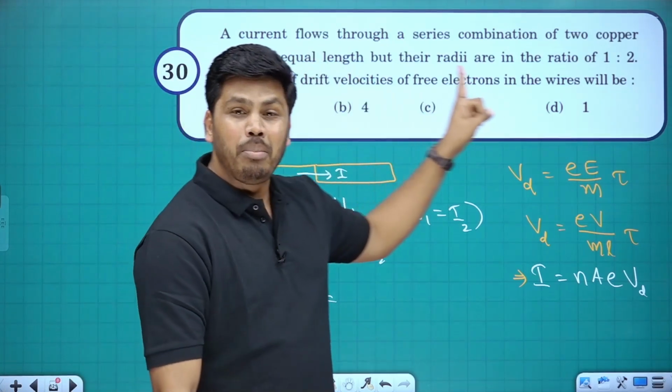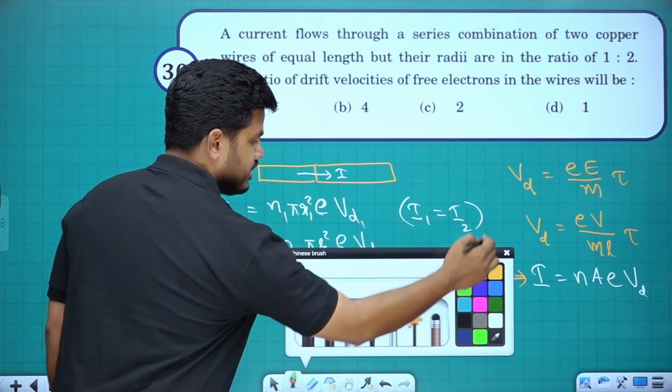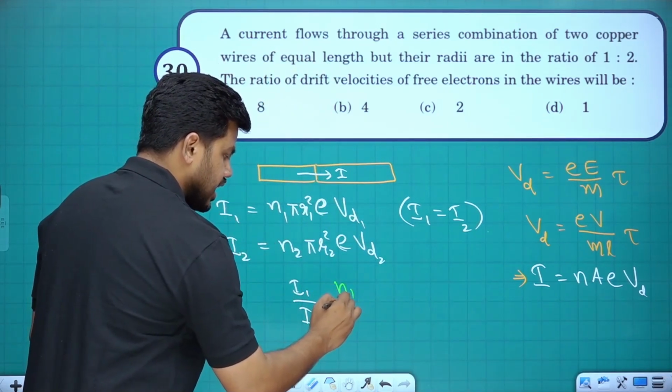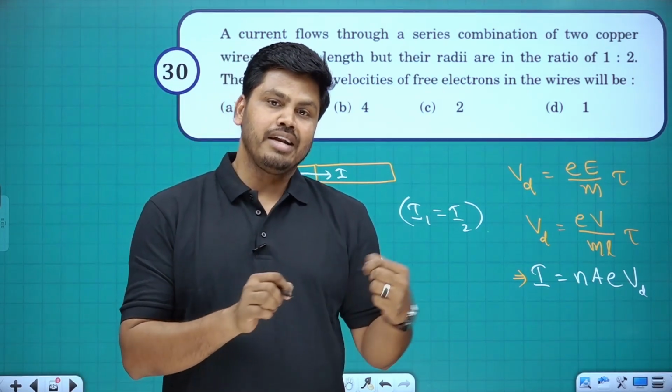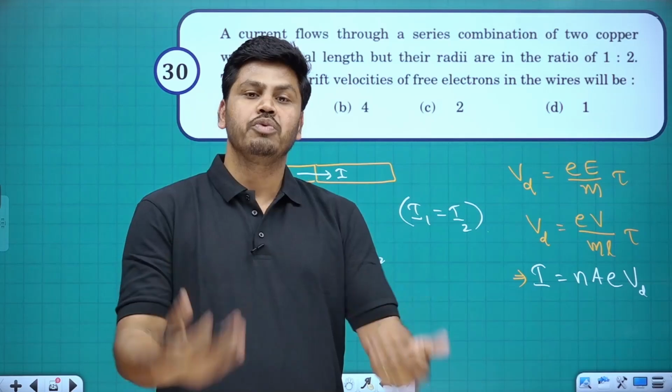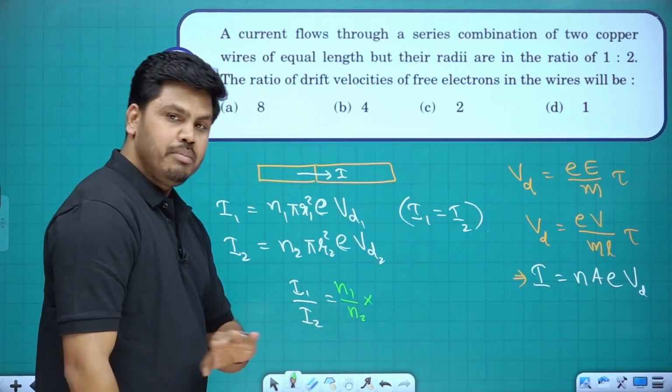Both of them are copper wires. If they are made of the same material, their number density N1 and N2 remains the same, right? What is N1 and N2? Number of free electrons per unit volume. That is constant for a given material. So N1 and N2 will be the same.